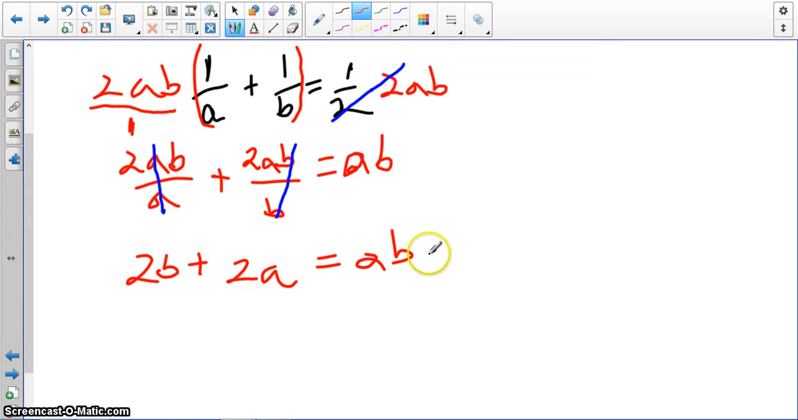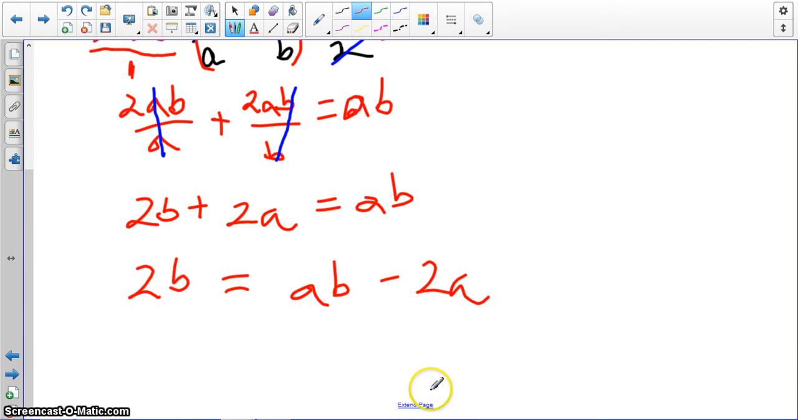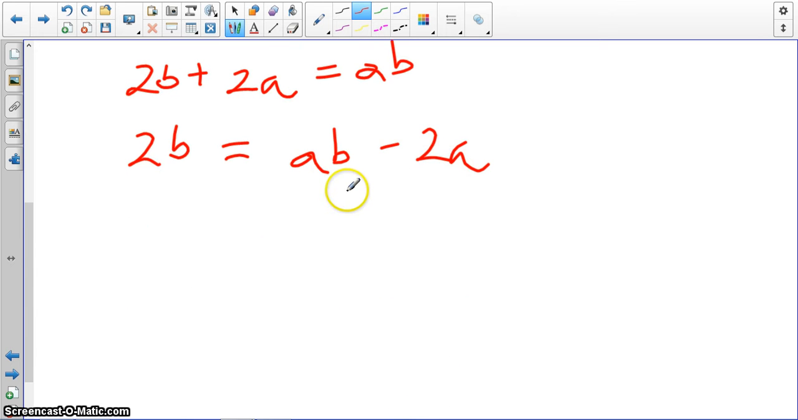In this kind of deal, where you're solving for a and there's two different a's, this comes up sometimes. And what you do is you get all the stuff with a in it on one side and all the stuff without on the other. So if I subtract 2a from both sides, we get ab minus 2a. Okay, and here is a trick that works a lot. See the a's? Factor it out.